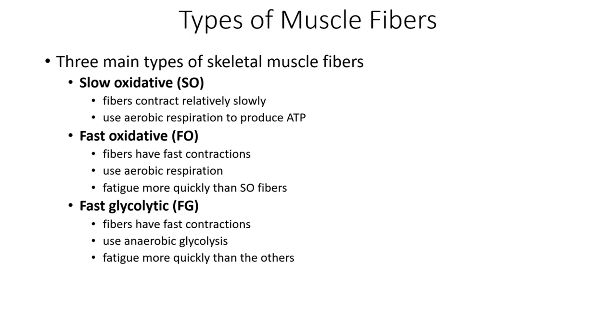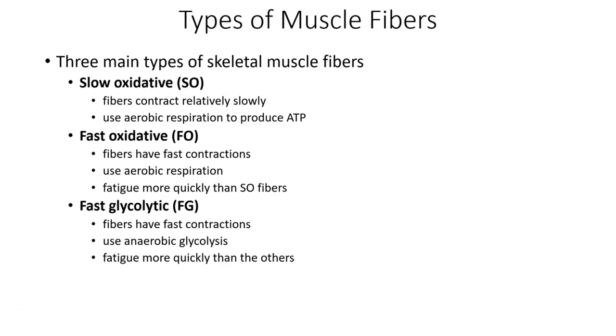So there are three main types of skeletal muscle fibers. There are slow oxidative, also called slow twitch muscle fibers. These are going to be muscle fibers that contract relatively slowly, so slower than our other types of fibers. And these are going to use something called aerobic respiration to produce ATP. Aerobic respiration is going to require oxygen in order to produce that energy source, that ATP molecule.